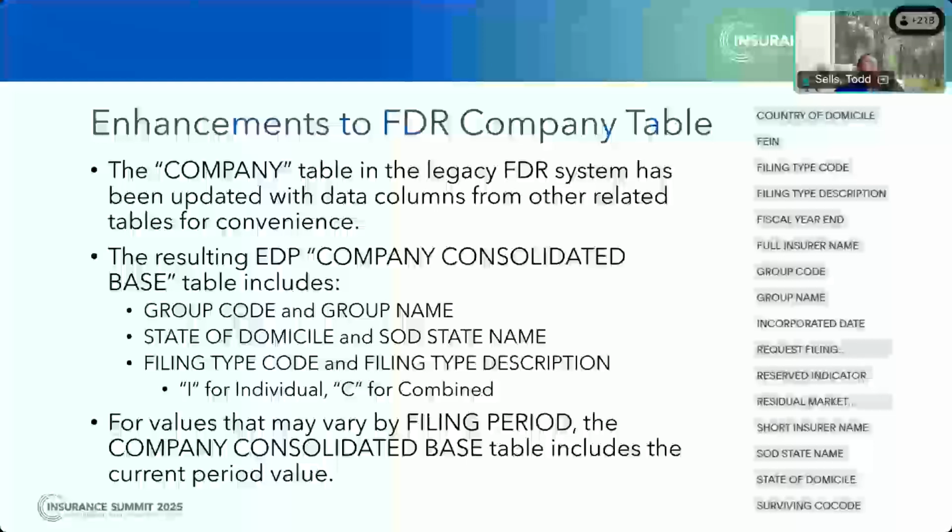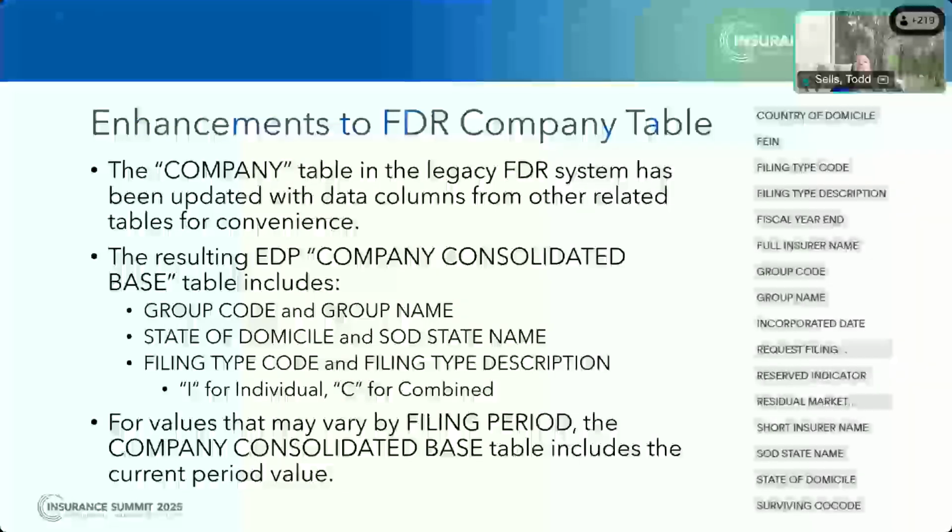And the other thing to point out is that the company table, when you're working with the company consolidated table, and this isn't different from the company table in the legacy structure, both the company in legacy and the company consolidated in the enterprise data platform of Penn data structures, both of those only represent the current values for everything that's listed there in that company table. So the current group code and group name. If they changed group codes 5 years ago, you're only going to see the current one in this table.